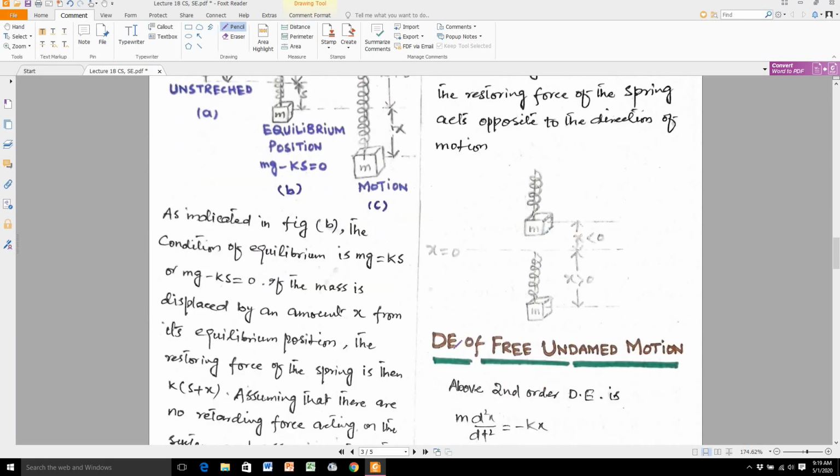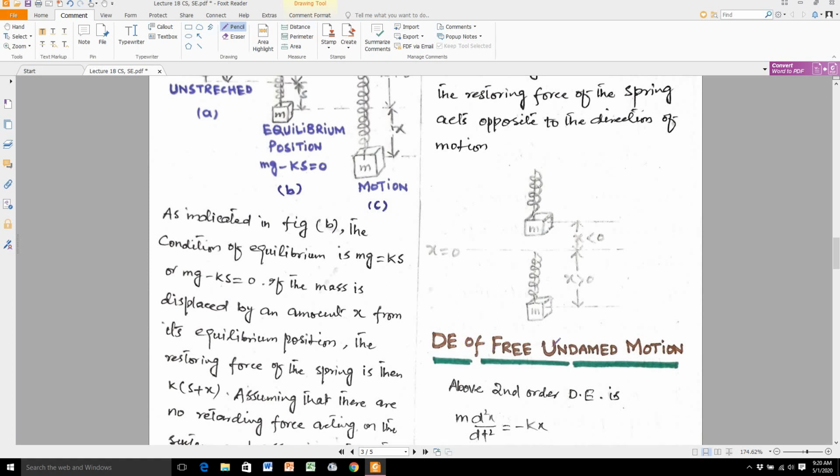Here are some positions of the spring: x less than 0, x greater than 0, and this is the equilibrium position. These are used in the results that we derive after some time.